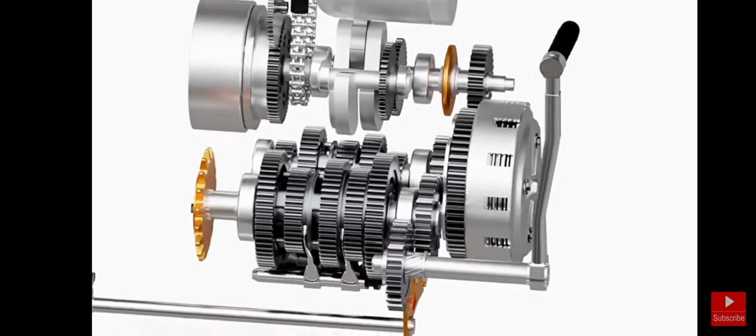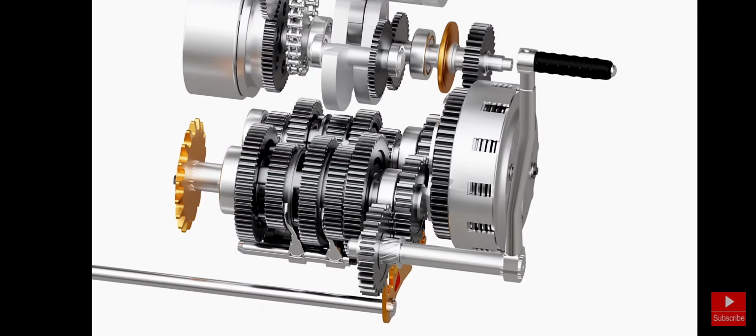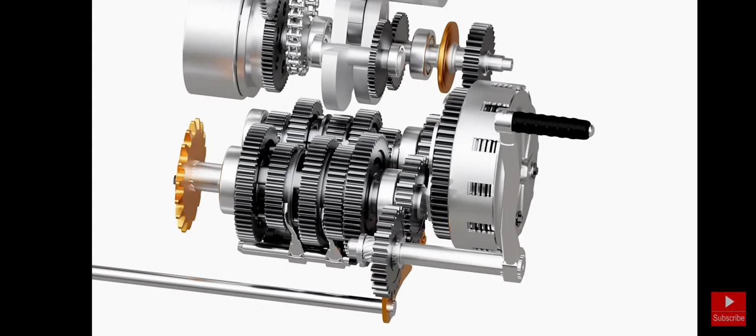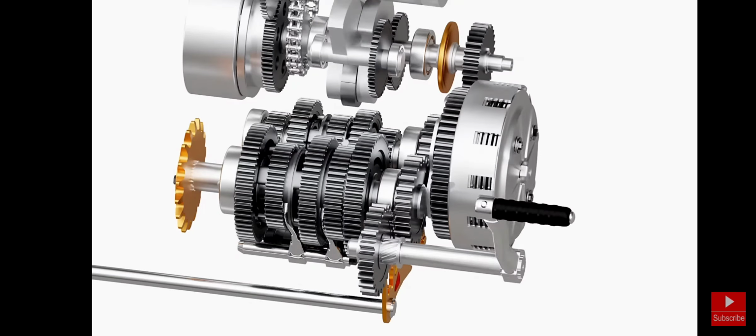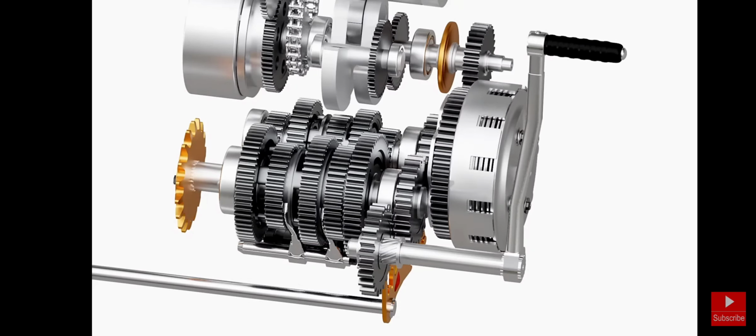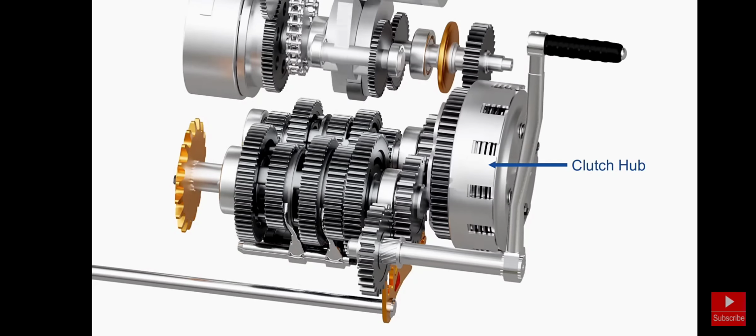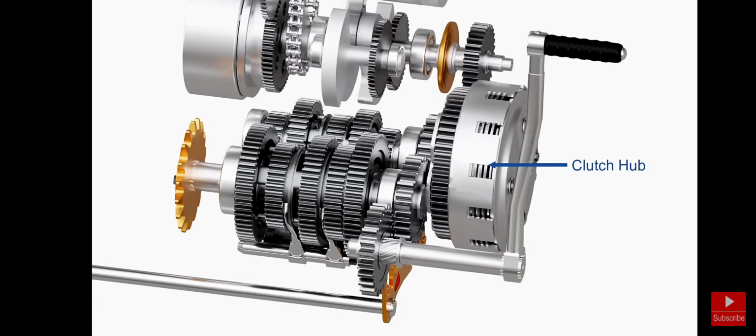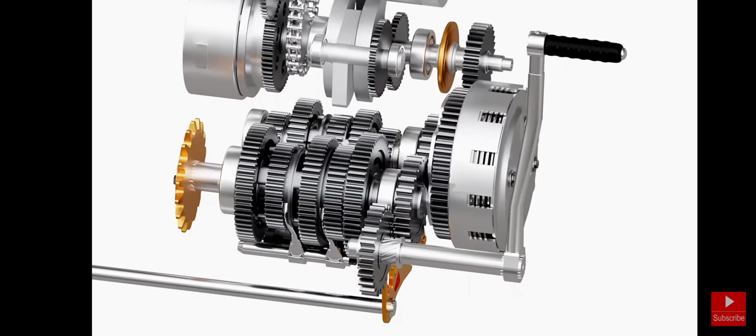A kickstarter mechanism is simple yet interesting. As the kickstarter lever is descended, a helical spline forces the gear to slide and engage with a freewheeling gear on the main shaft. As the lever is descended further, the gear spins on its axis and transfers the power to the clutch hub. The clutch hub transfers the power to the crankshaft and eventually to the engine.